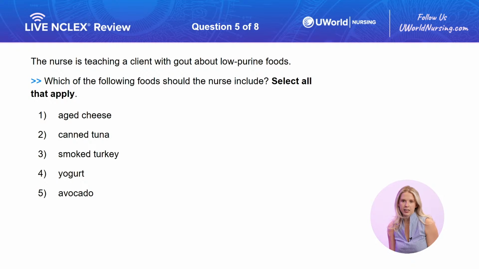But again, diet questions can be tricky. There's all different diets depending on the affliction that the client is suffering from. But in this case, the client has gout, so we're looking for those low purine foods.